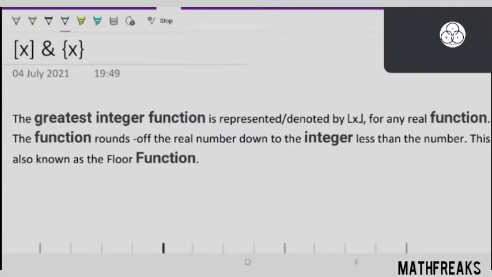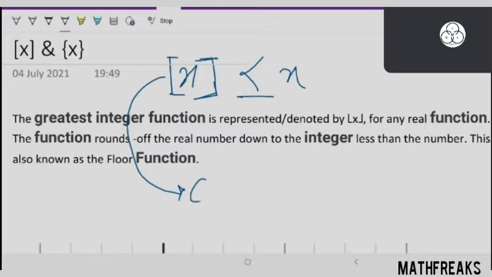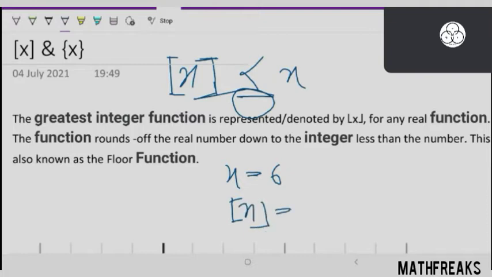Which means box of x, the greatest integer function. This function, as a machine if we consider, gives us the greatest integer which is less than or equal to x. This box of x always belongs to integers. Now when will they be equal? Suppose x is 6, then box of x will be 6.